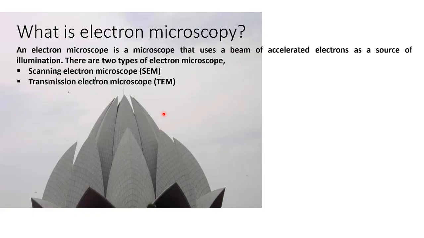Then I'll be giving a brief on the electron microscope. So electron microscope is a technique which uses a beam of accelerated electrons as a source of illumination. Up till here we were using the optical microscope, in which we were using normal visible light as a source. Then in the AFM we were using a probe, and in electron microscopy we are using an accelerated beam of electrons as a source of illumination. These are again classified into two types: SEM, that is scanning electron microscope, and TEM, that is transmission electron microscope.